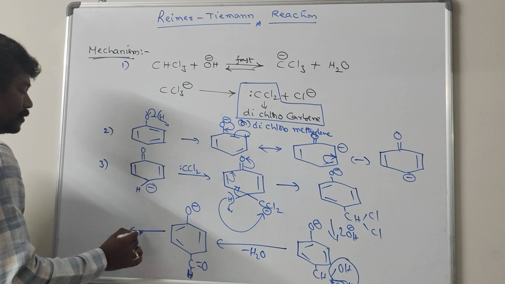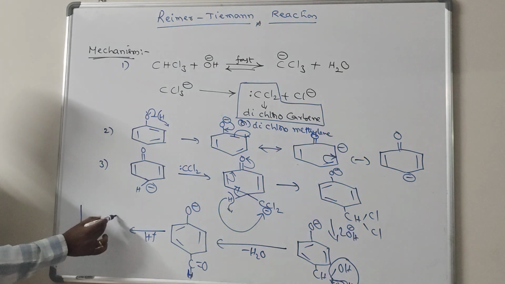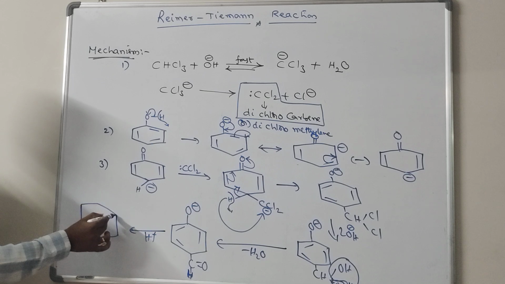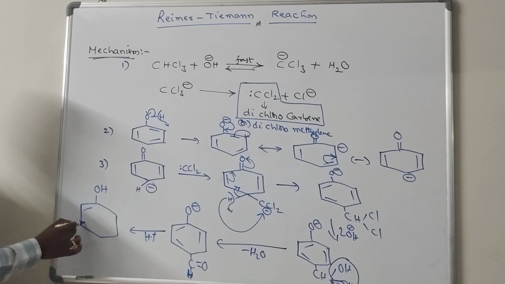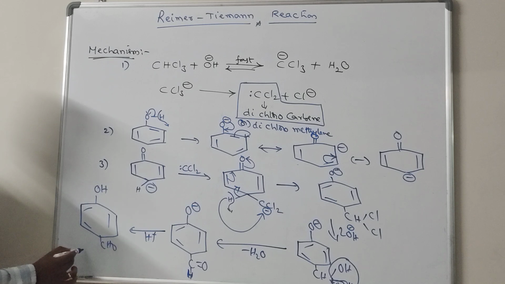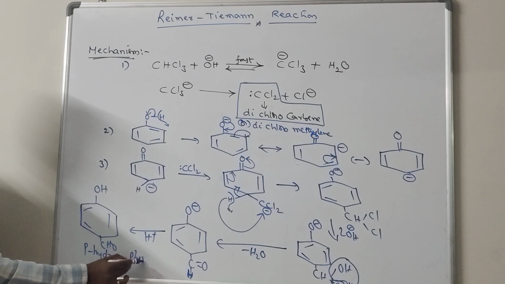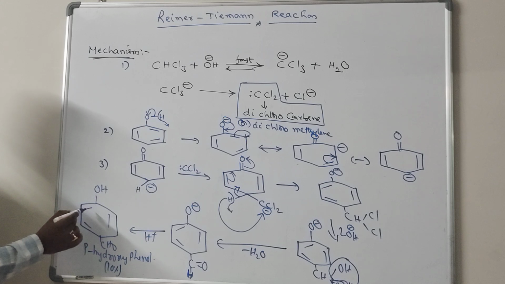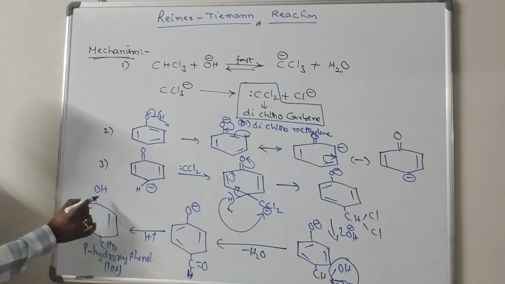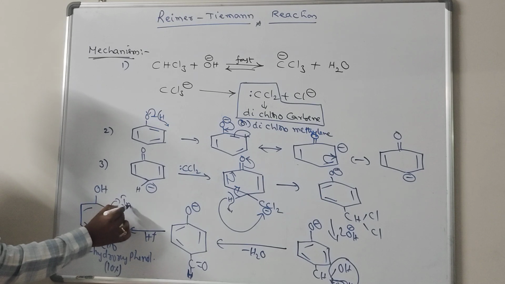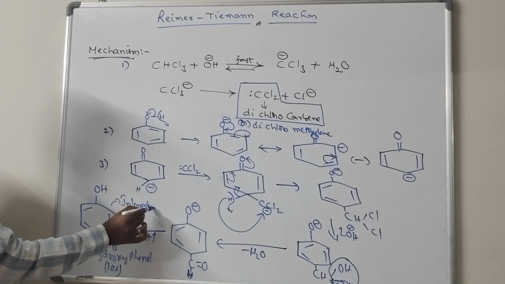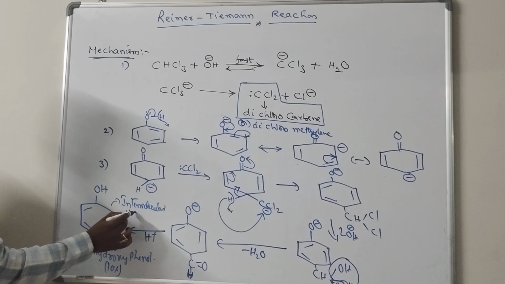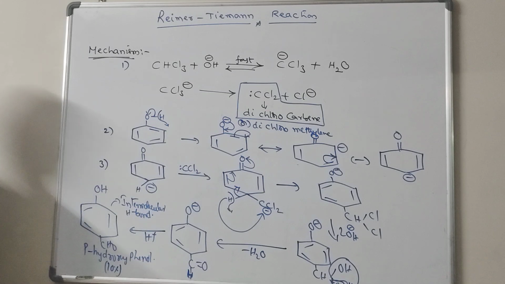This is para-hydroxybenzaldehyde. Followed by acidification, the H plus ion attacks on O minus, then we get para-hydroxyphenol CHO. This is para-hydroxyphenol, which is obtained in 10%, which can form intermolecular hydrogen bond.